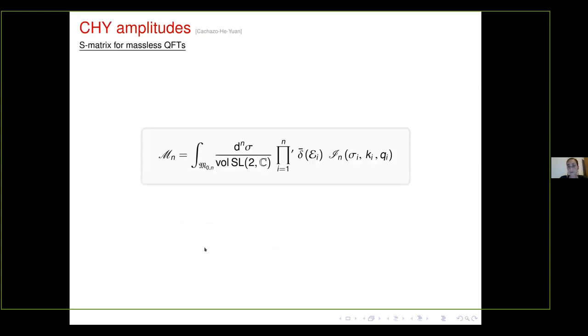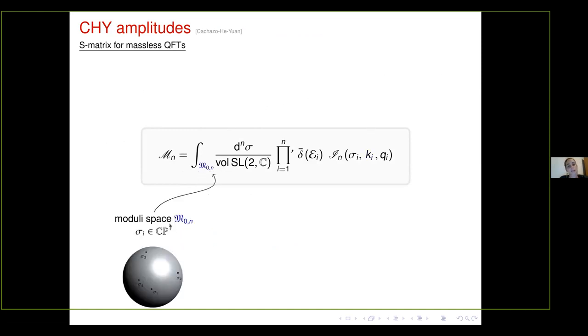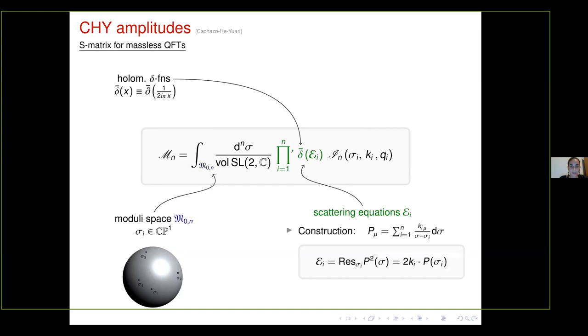Okay, so just as a brief review, the CHY amplitudes are among the most compact known expressions for the S-matrix for massless field theories that we know to date. And what they do is they express the amplitude in terms of an integral over the moduli space, M_{0,n}, of marked Riemann spheres, where I've denoted the marked points here by sigma_i. Let me stress that this is for massless quantum field theory, so I will always take k_i to be the massless, null momenta, living in d dimensions at this point. I don't want to make any restrictions on the dimensionality.